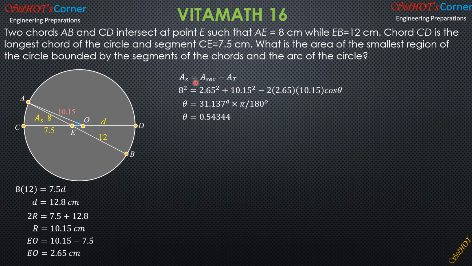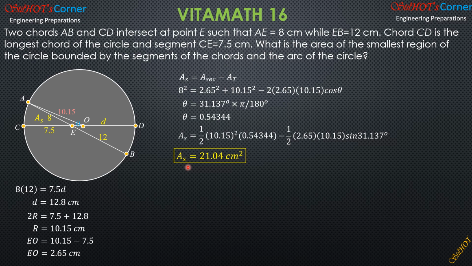We then solve area S. So area S is 1/2 times 10.15 squared times 0.54344 minus area of triangle, 1/2 times 2.65 times 10.15 times sine of 31.137 degrees. So using the calculator, area S is equal to 21.04 square centimeters.